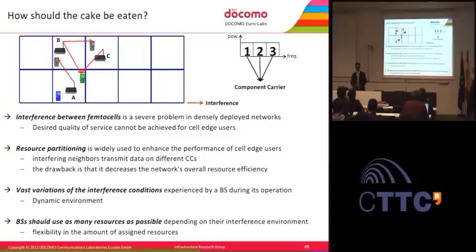Furthermore, with femtocells, you have vast variations in interference conditions. So a user could move, for example, and then not be interfered by a neighboring femtocell, or a femtocell could be completely turned off and then not exist and not cause interference. So any scheme that you come up with has to be adaptable to such conditions. So you cannot simply use schemes that you use in a macro network and just put them to work in a femtocell network.